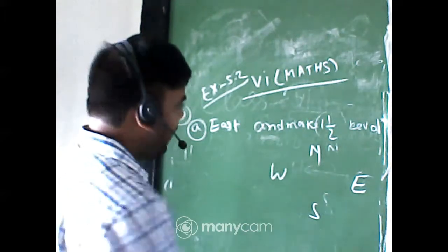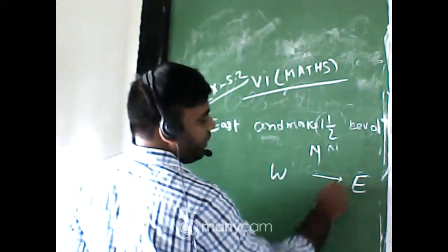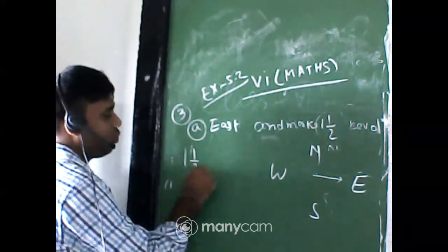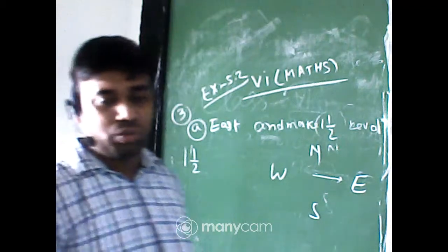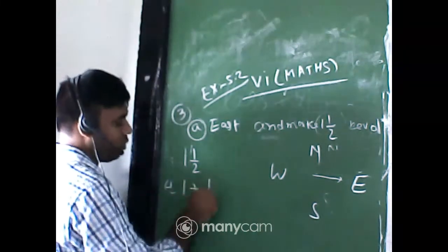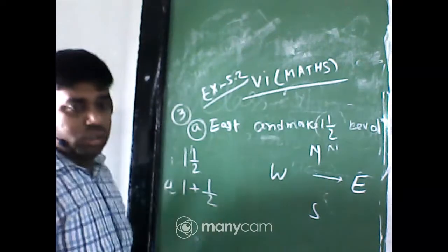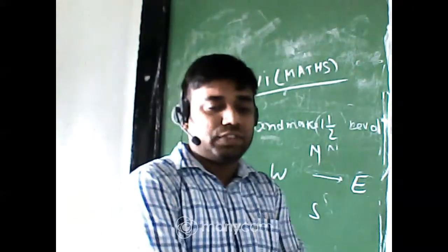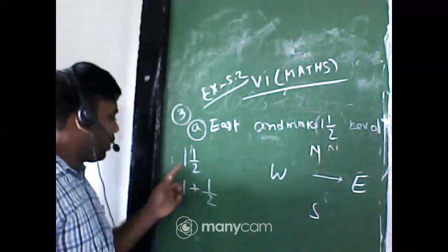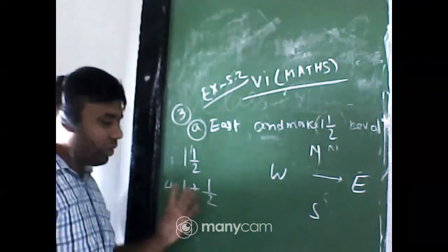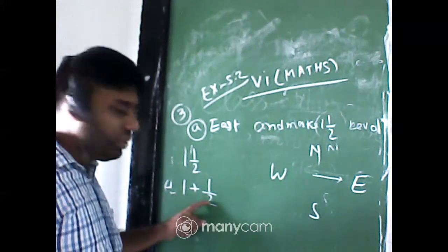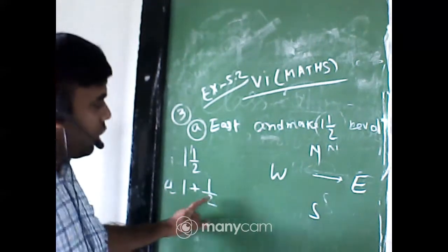Okay, initially you are facing at the east. Now 1 whole 1/2 revolution, you can write this like 1 plus 1/2. You have learned the fractions addition in class 5, so I think it is clear to you. 1 whole 1/2 equal to 1 plus 1/2 revolution. So 1 means full revolution, and 1/2, the next part, is half revolution.